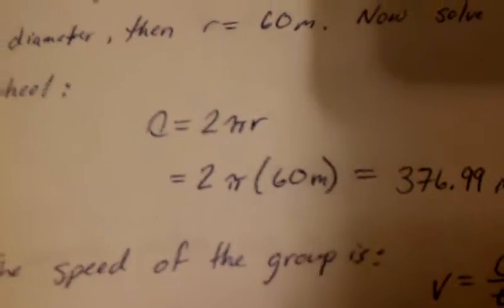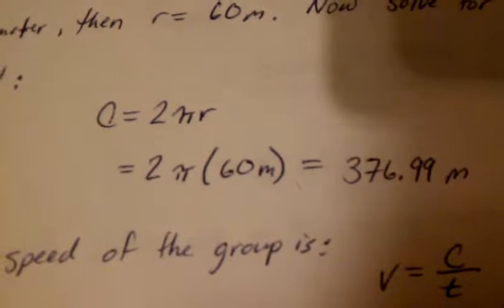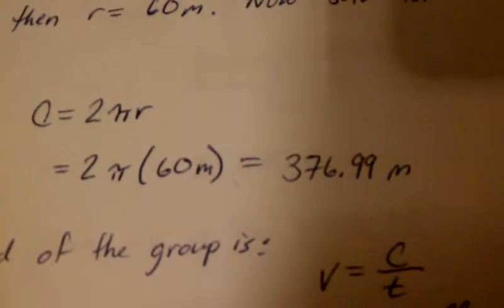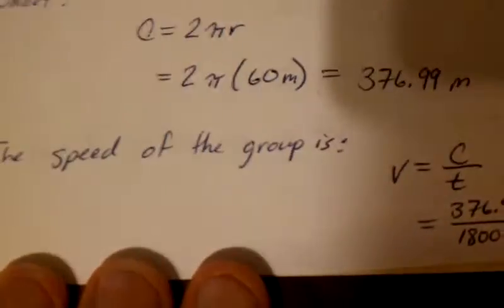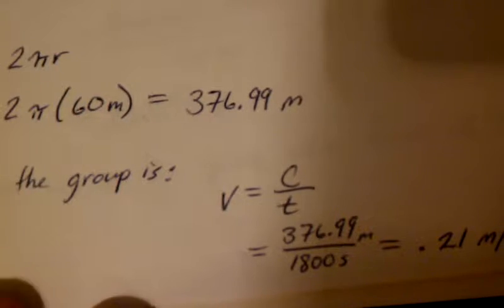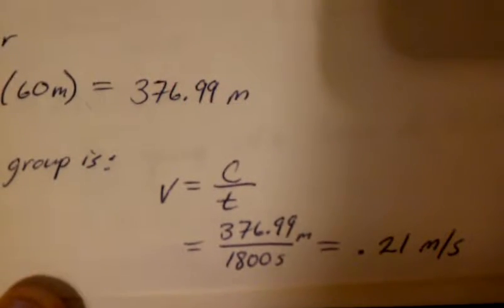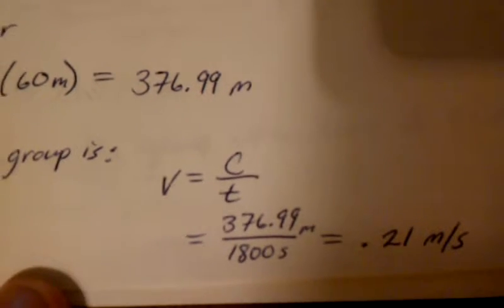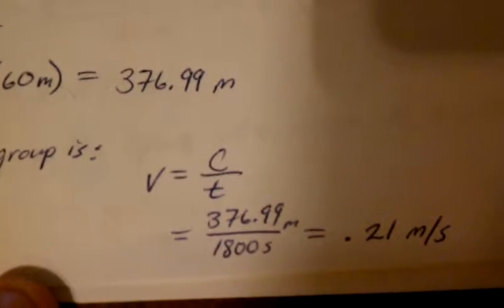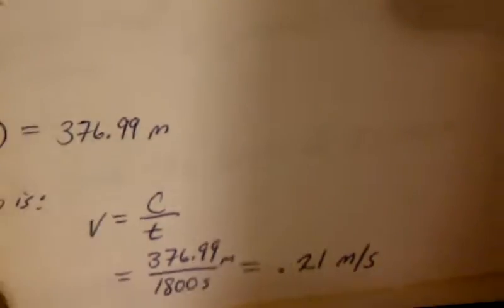So we have to get the circumference after that, and that's 2 pi r. Now 2 pi times 60 equals 376.99 meters. So the speed of the group going in the capsule going around the London Eye is velocity equals circumference divided by time, or 376.99 meters divided by 1,800 seconds. It means our velocity is 0.21 meters per second.